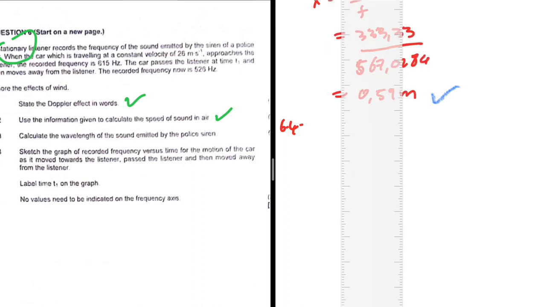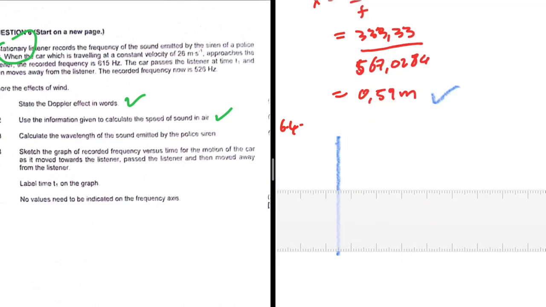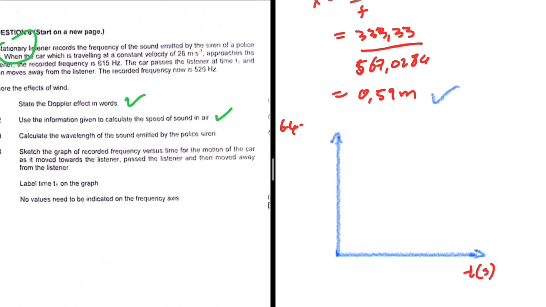First of all, we need the frequency axis. So there we have it, and then we have the time axis. Right, so this is the time in seconds, and then this is the frequency in hertz. We don't need to include any values.